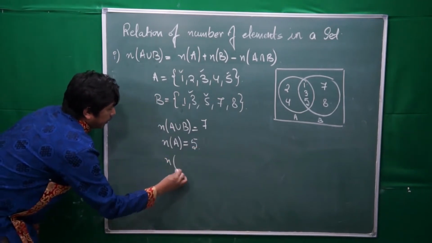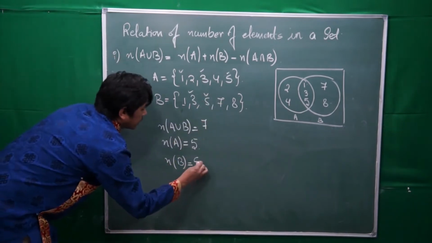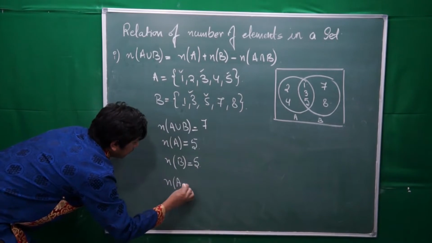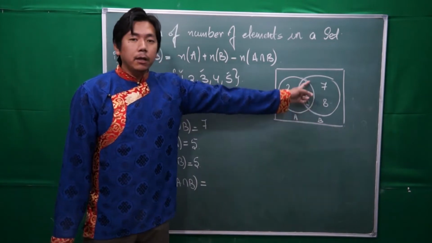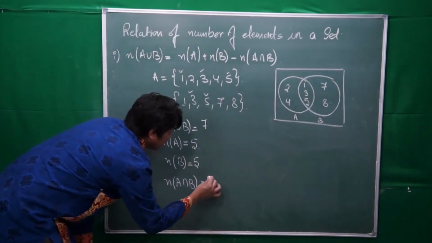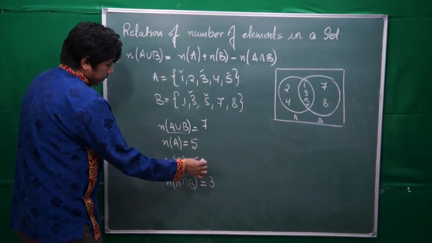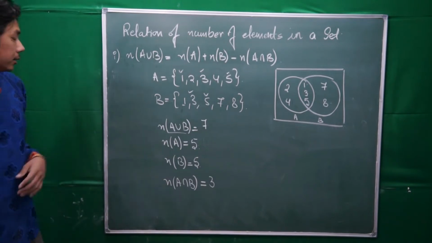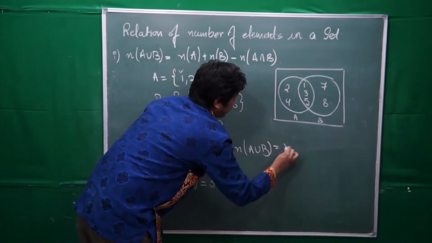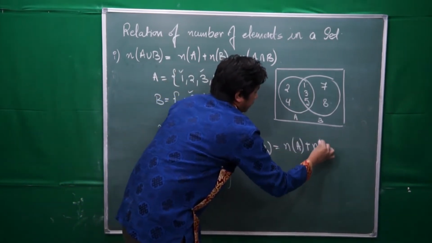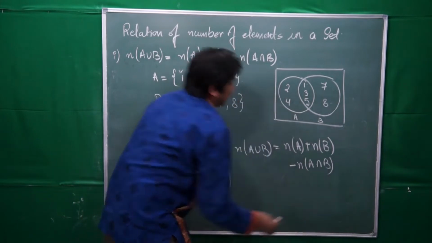Okay. Similarly, the count of the number of elements of B. Again, 1, 2, 3, 4, 5. 5 counts. And the number of A intersection B. As you can see clearly, how many numbers have been intersected? 3 intersections. Alright. So, from here it is clear that the number of A union B equals the number of A plus the number of B, subtracted by the number of A intersection B.